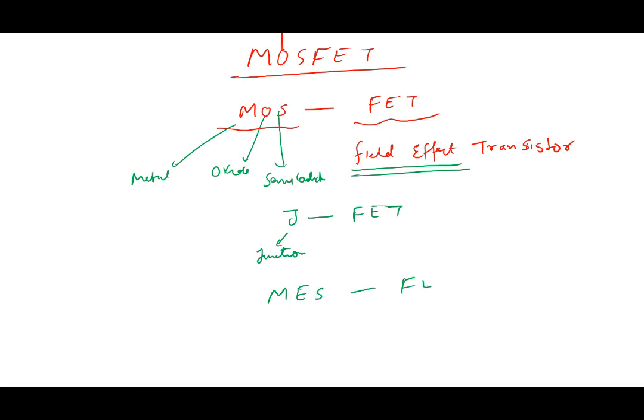MESFET. These are all FETs. MESFET: metal semiconductor field effect transistor. There's a MOSFET here, right? One could put several things before this and make various kinds of field effect transistors.